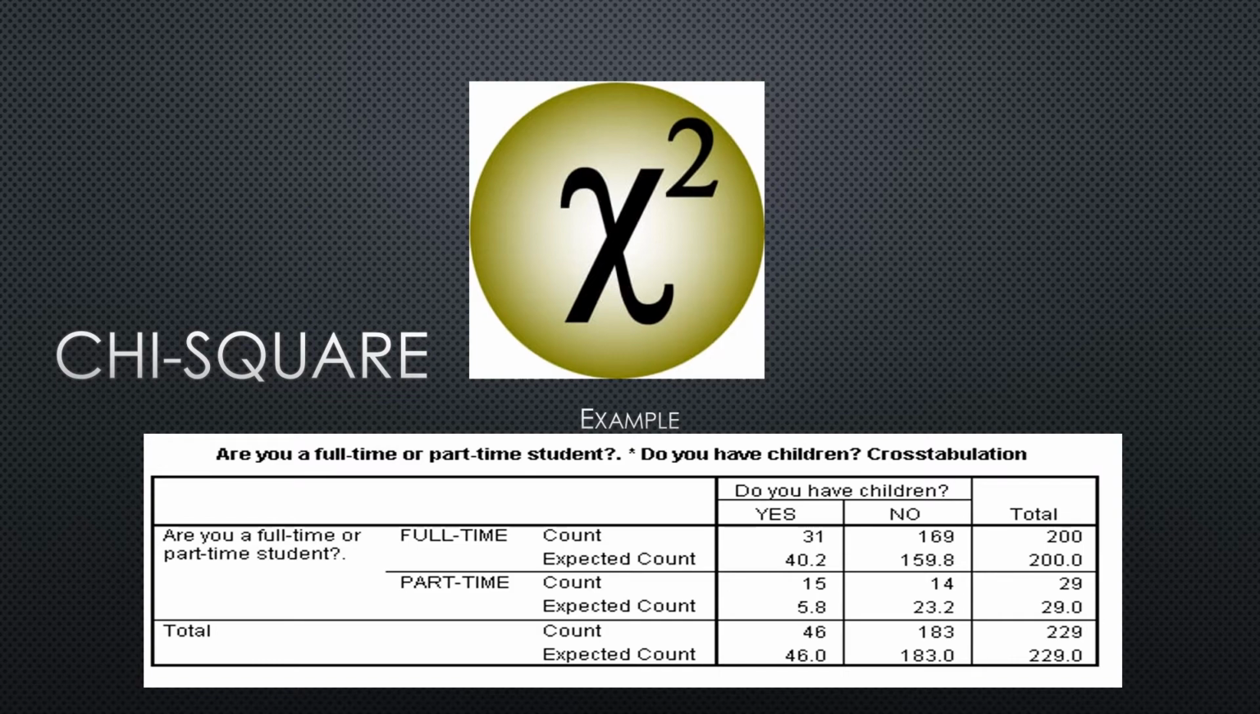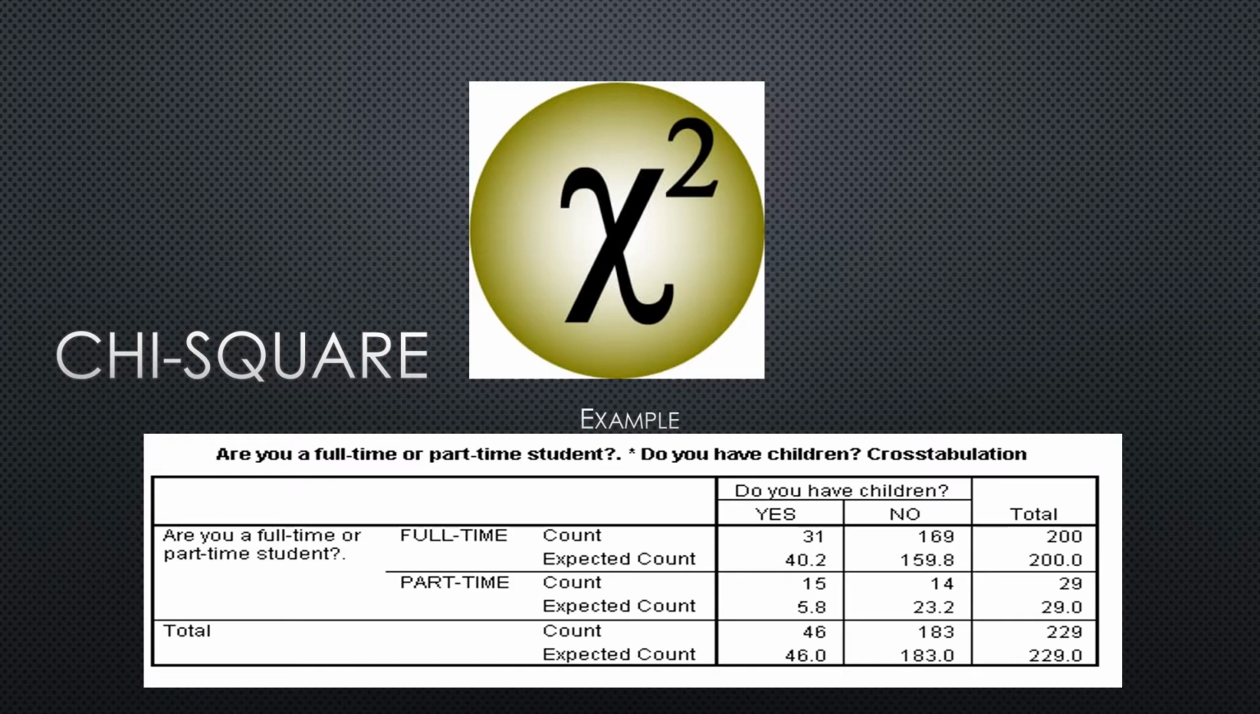And then do you have children? Yes or no? Okay, so these are both nominal level variables. They're both discrete. So in other words, let's say we ask somebody named Julie, are you a full-time or a part-time student? And she says, I'm full-time. Okay, if she's full-time, then we know we're in this top row right here. If you say, now, do you have children? And she says no, then she would go right here at the crosstab where full-time crosses with no.